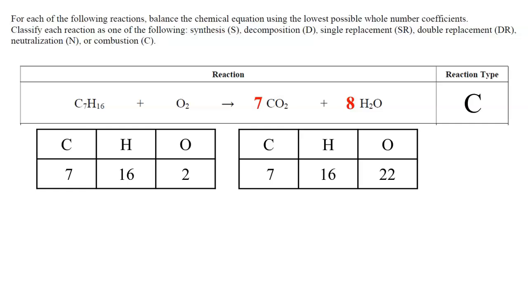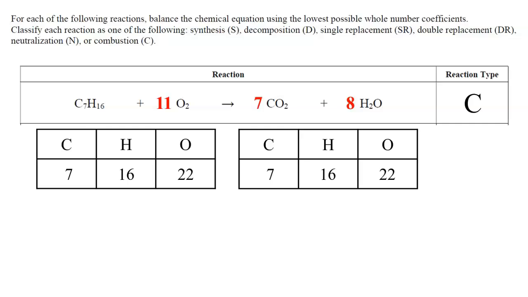Okay, the carbons are balanced, the hydrogens are balanced, and now the only element that I need to worry about is the oxygen. So with 22 oxygens total on the right side of the equation, I know that I can put a single whole number coefficient in front of the O₂, because that's the only place where oxygen is found on the left side of the equation. I don't need to use that method of using a fraction like I did in earlier examples. 11 times 2 is 22.